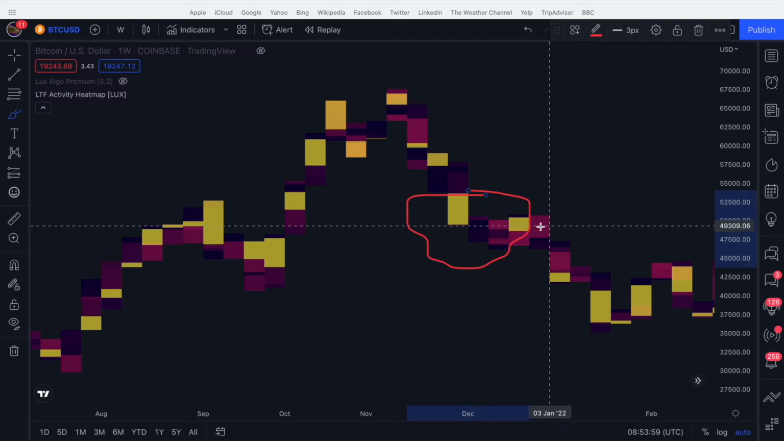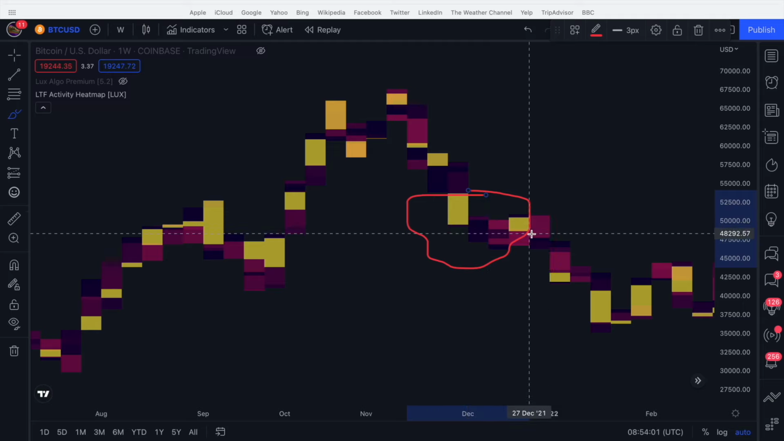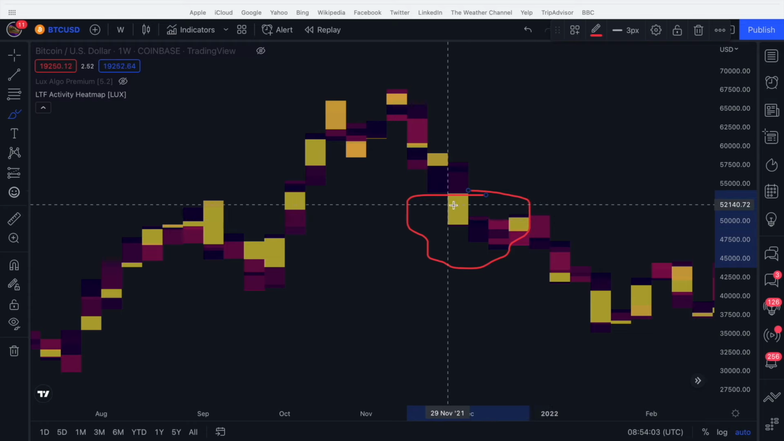Another dark candle. No one's really interested. And then we continue going down, because this basically signified that no one's stepping into the market. So we wouldn't really have got excited at that time in the market. Hopefully this video has shown you how to use the LTF activity heatmap. It's really, really useful for breaking down candles into their lower components and analyzing volume on a lower time frame.